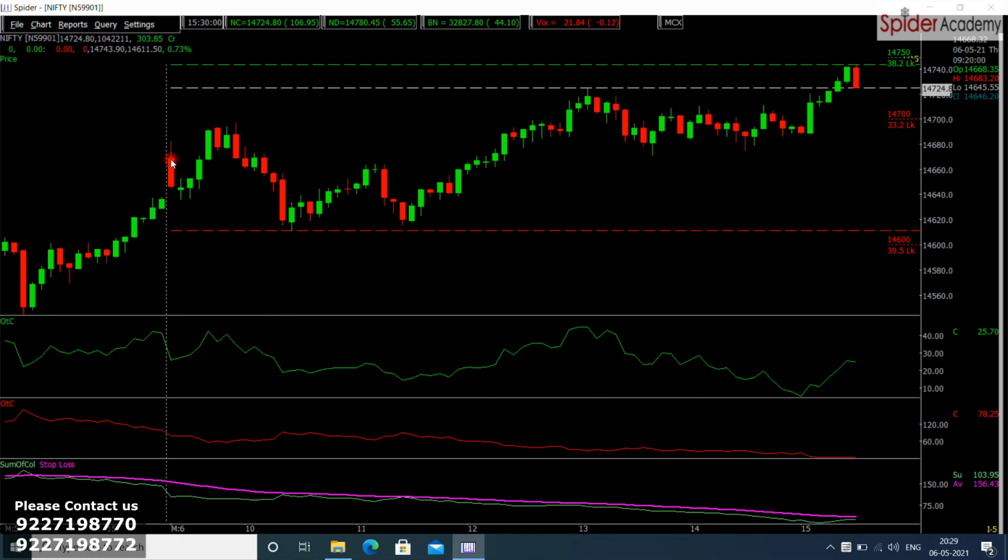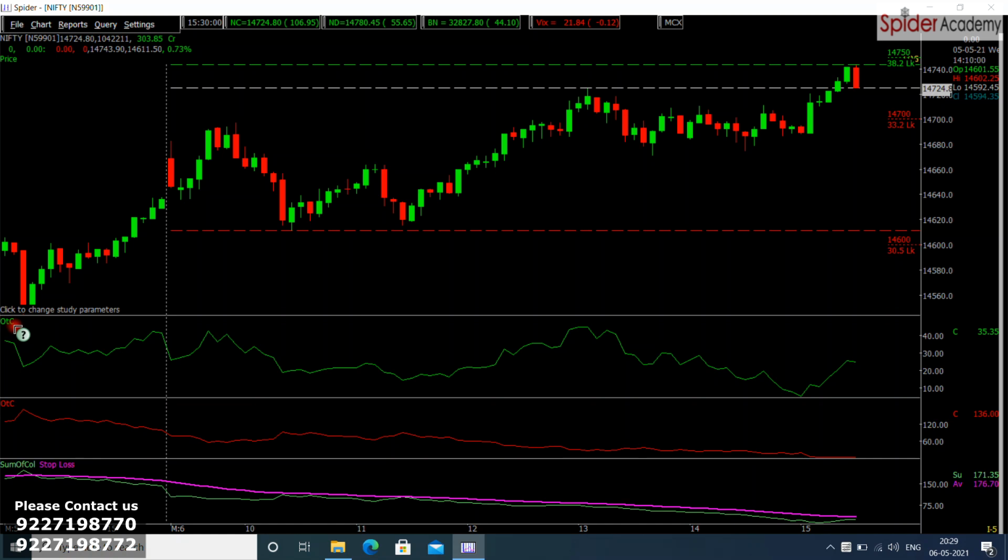If Nifty opens around 14,610 and closes around 14,635 or 640, then we can select the 14,600 strike price. So on Thursday, 6th May 2021, we select the 14,700 straddle intraday strategy.